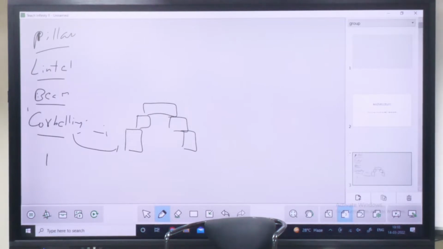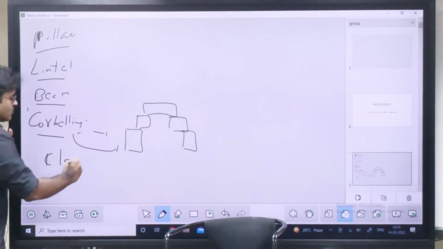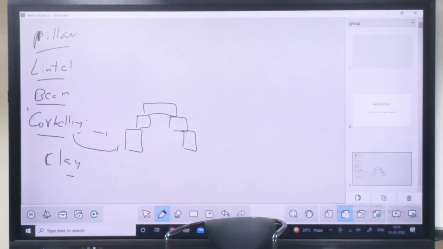Clay, you understand clay, right? So clay is used for cementing between the bricks. And clay is not a very strong cementing material. Usually, whenever it rains, it fades away. So most of our earlier constructions are based on a clay-based construction style.